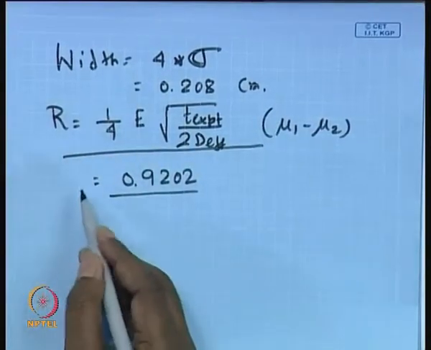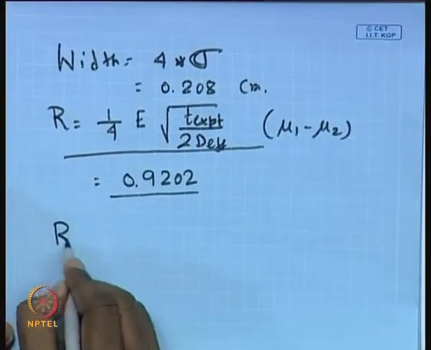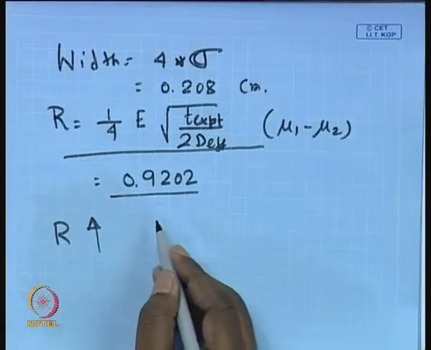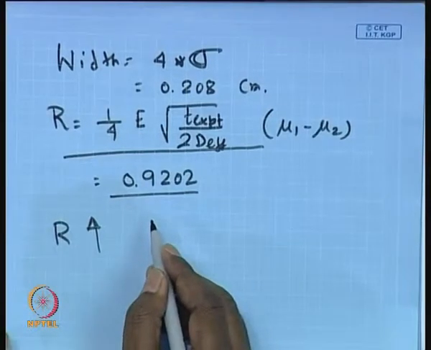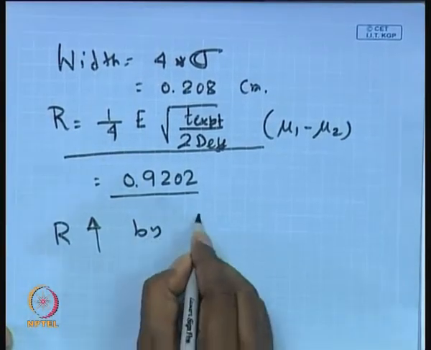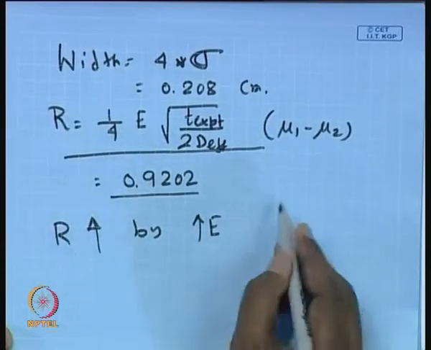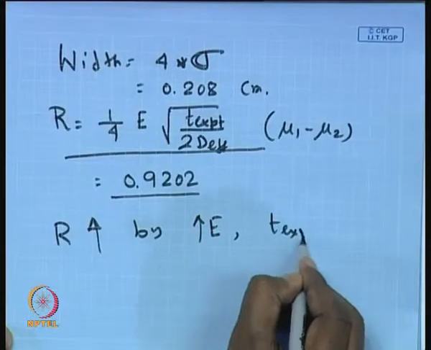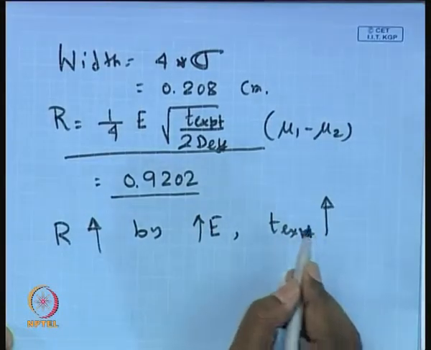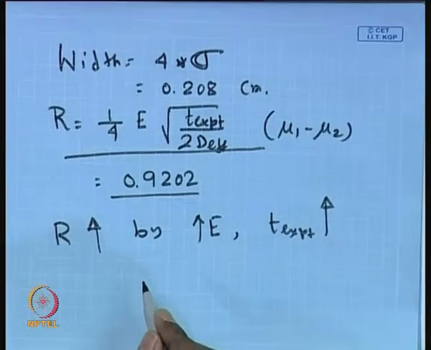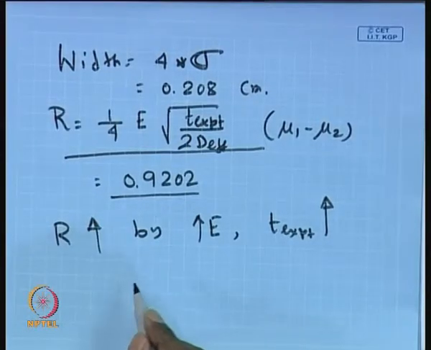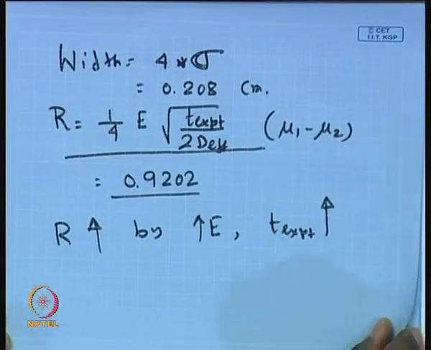Now, if you look into the expression of resolution, you can see that R increases by increasing E. If you increase E, then R increases, and if you increase T experimental, it will also increase. That means if you conduct the experiment for a longer duration, the resolution is supposed to increase. Okay. Then we will look into one more example.